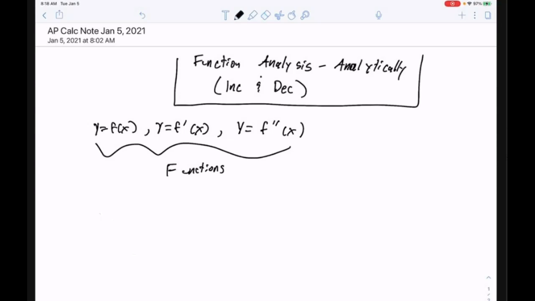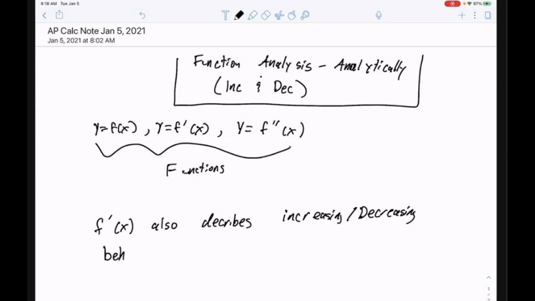oh, sorry, let me write it. F prime of x also describes increasing/decreasing behaviors of f of x. So from f prime of x, we can describe what is happening with f of x.